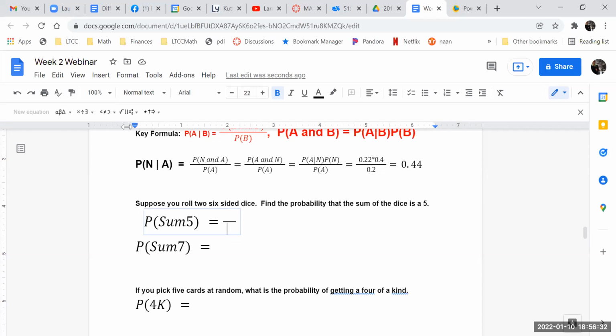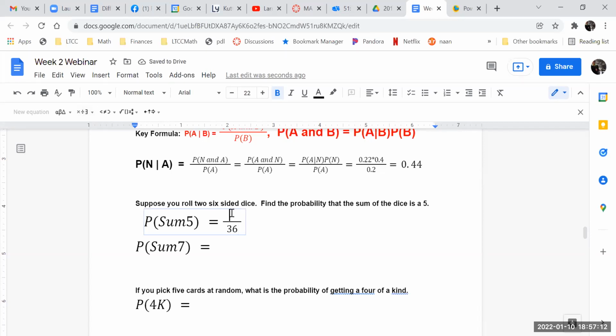There are 6. So for the first die, you can roll a 1, a 2, a 3, a 4, a 5, and a 6. If you roll a 1 for the first die, how many different ways are there to match that with a second die roll? You can roll a 1 and a 1, a 1 and a 2, a 1 and a 3. There's 6 of those, right? And there's also 6 if you roll a 2 for the first one. So there's 6 plus 6 plus 6 plus 6 plus 6 plus 6, or in other words, 6 times 6. Because there's 6 ways for each, just multiply them. That's 36.